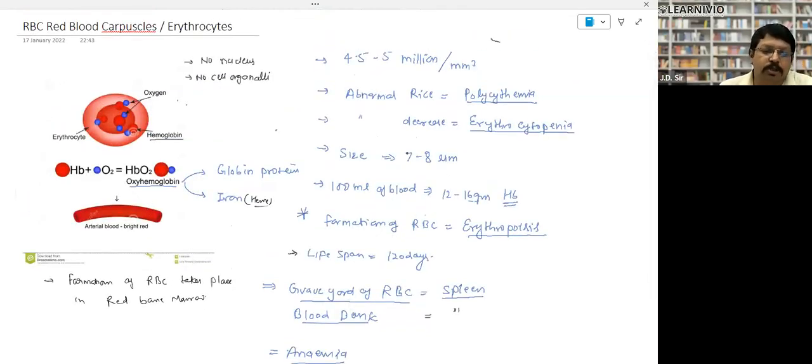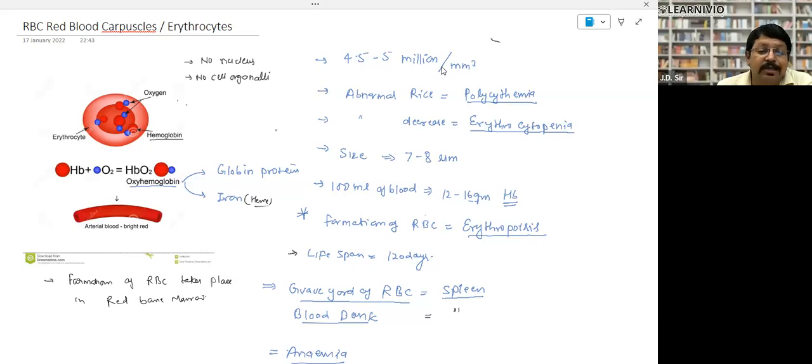Now come to this point. The number of RBC is 4.5 to 5 million per mm cubic. It means 1 ml of blood contains 4.5 to 5 million. 4.5 is for female and 5 is for male. That's why we describe this range.